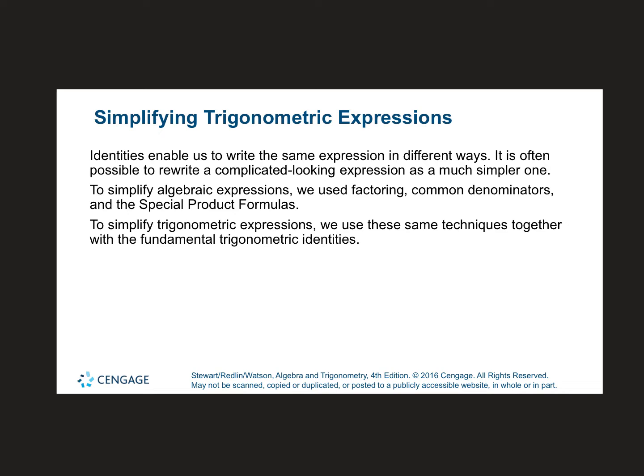All right, identities enable us to write the same expression in different ways, which is what I've been saying. It says it's often possible to write complicated looking expressions in a much simpler version, which is what we're going to do right now. When we simplify algebraic expressions, guys, we factor, we get common denominators, we use special products. We're going to do the exact same thing here, but with words.